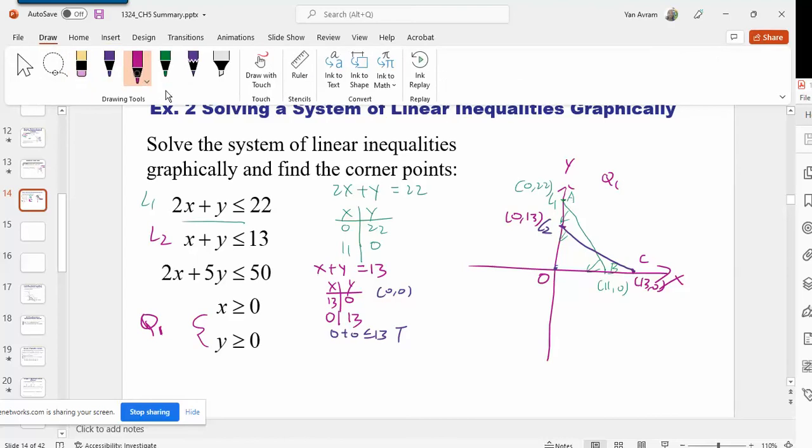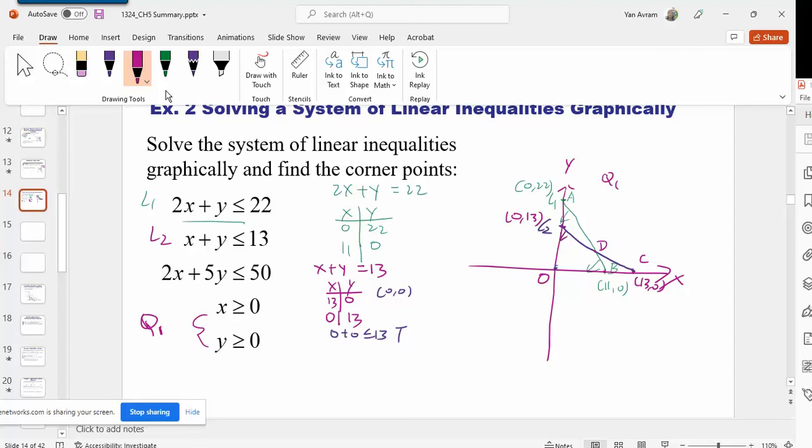So the solution right here will be limited to from here, from the second line, okay, from the L2. So this part is no longer satisfied, and this part is not satisfied. But we have another point here. We're going to call this point D. Okay, we have the L1 and L2 intersection point, D.